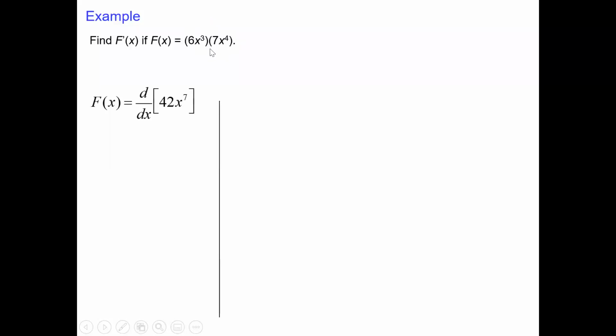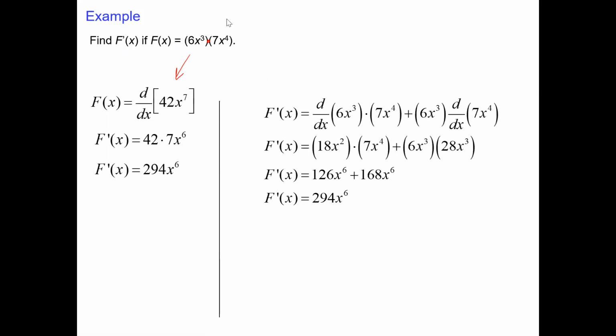When we combine this, we have 42 times x to the power of 7. I'm avoiding that product because I'm able to do this. And then 42 times 7x to the power of 6, 42 times 7, we can take a little bit of time and get 294 x to the power of 6 done. But if I would like to apply the product rule, I will differentiate the first function times the second, plus first function times the derivative of the second. And the answer is the same.